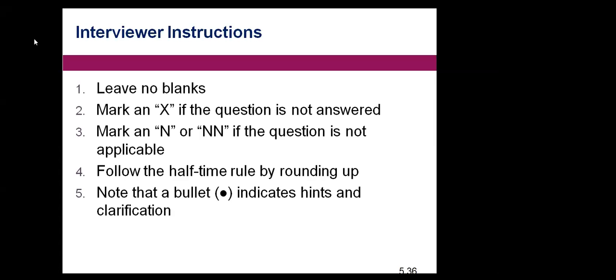Also note that a bullet indicates hints and clarification. Where there's a bullet, there might be some explanations or some notes that you have to read and clarify what the question is all about to the client. So if you look at the ASI, you will see some places that have this bullet. Look at the notes there, make sure you read them, you understand them, and explain clearly to the client. That helps to clarify things and avoid confusion.